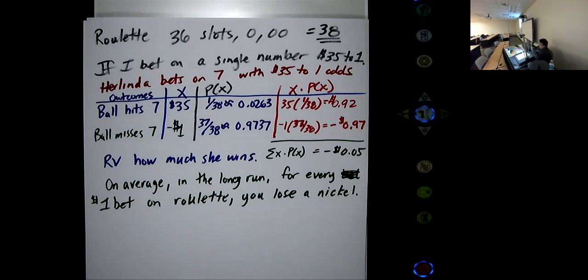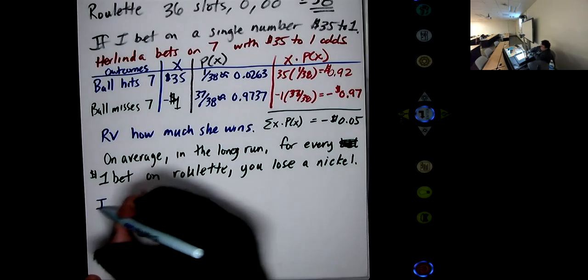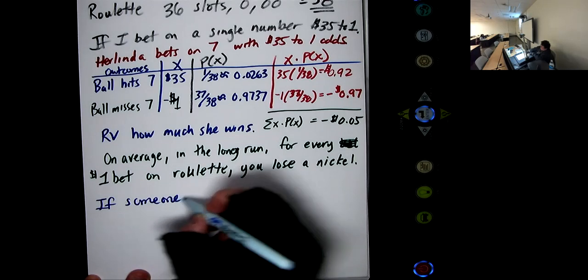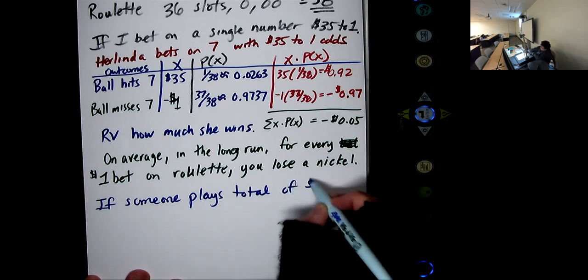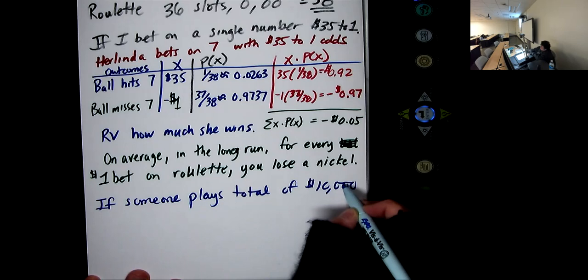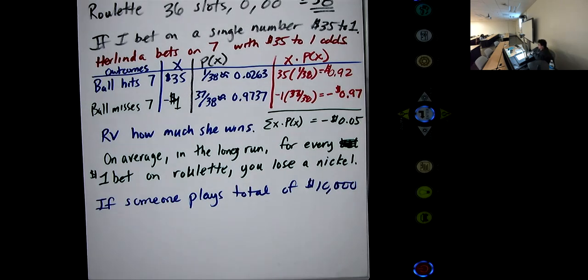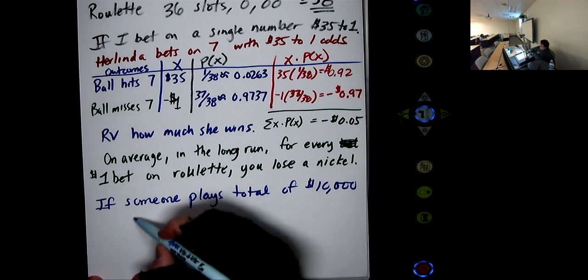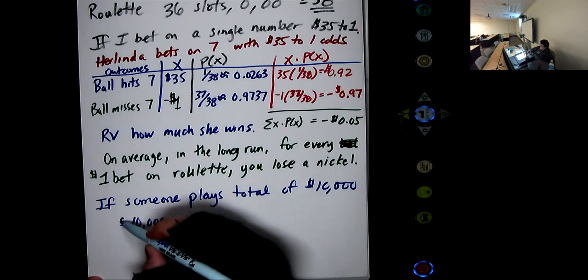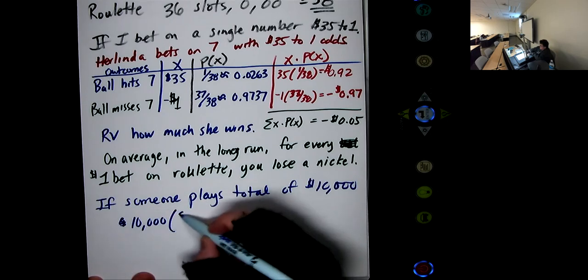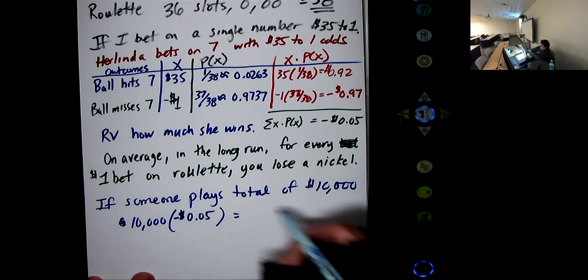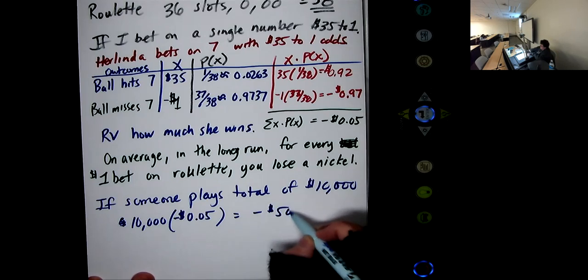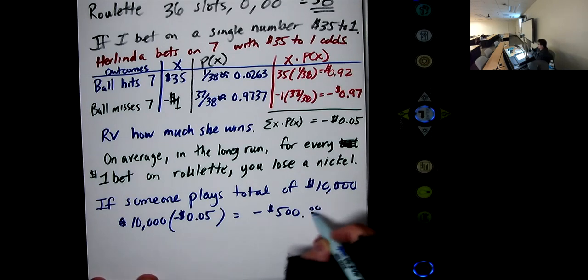If she, or someone, plays a total of $10,000, every one of those dollars is going to have an expected loss of a nickel. 10,000 times negative 0.05 is negative $500. It adds up.